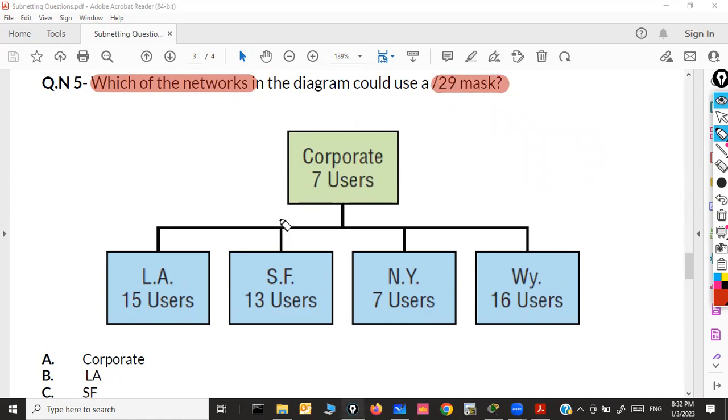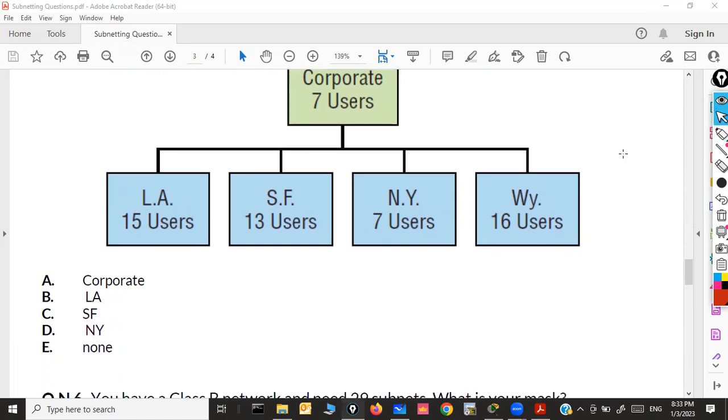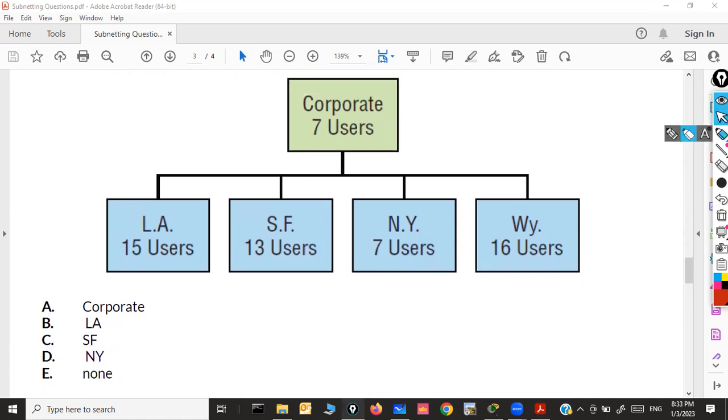There are different options here, A, B, C, D, E. A is corporate networks, meaning this one. B is LA, SF, NY, and none. And the A one is corporate.